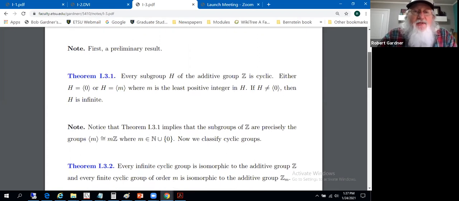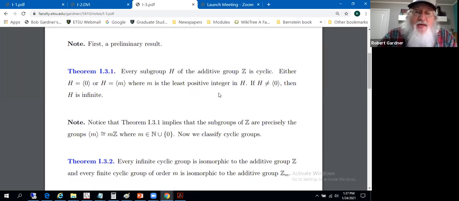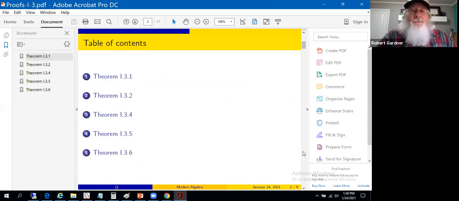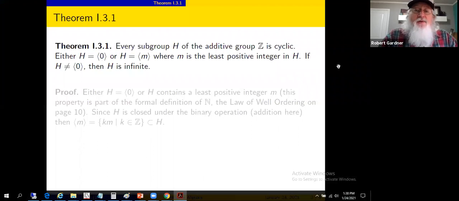I guess that's actually not the classification we want, but we'll use that in the proof of the classification, which will be Theorem 1.3.2, sorry. But let's go through and deal with the structure of the integers as an additive group. Okay. So the proof of this is not terribly involved.